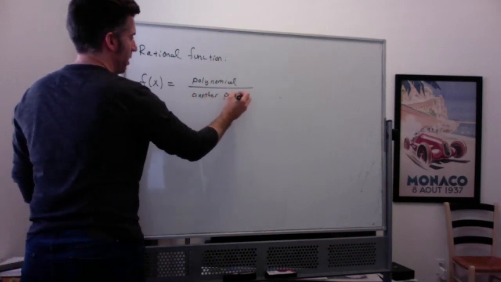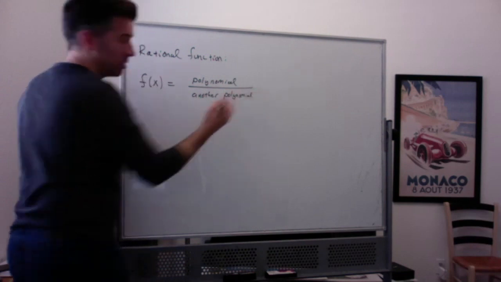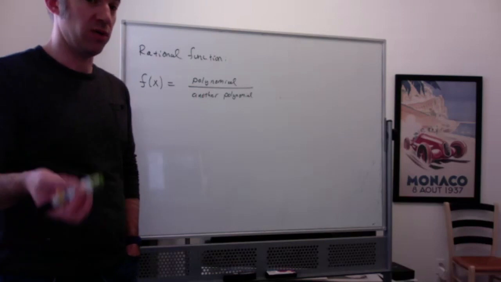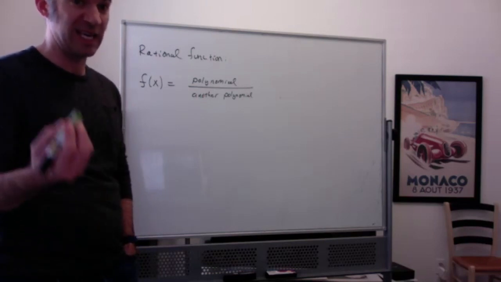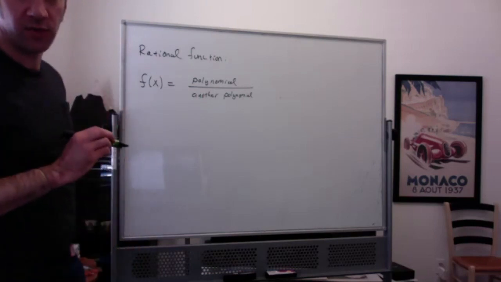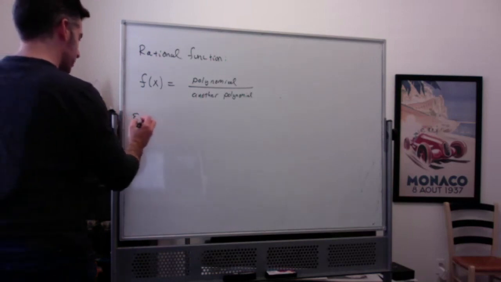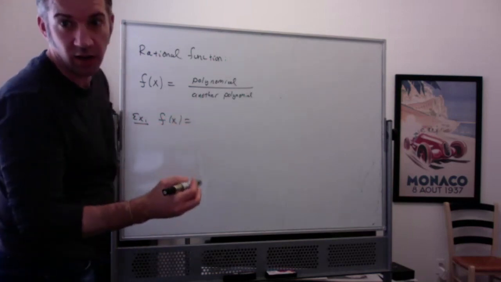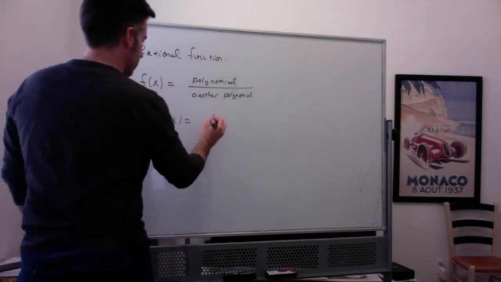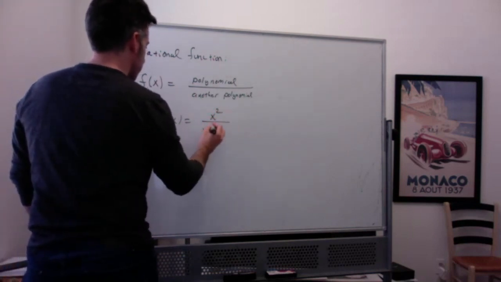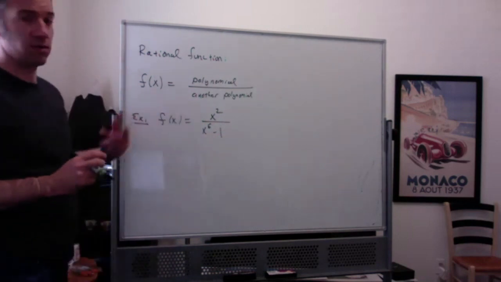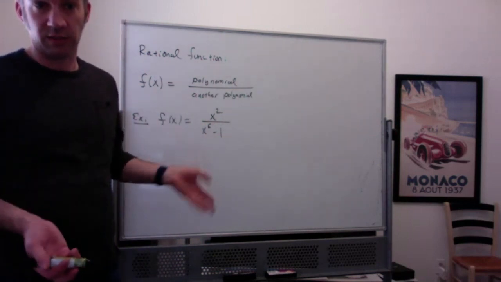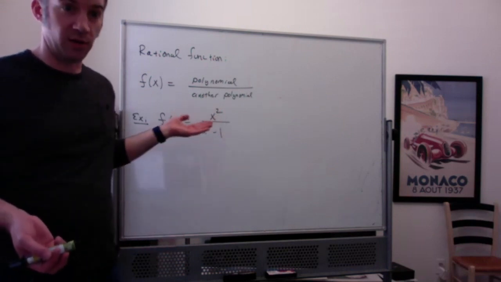The top and bottom have to both be polynomials, meaning they have to be functions of x where all the powers of x are positive integers. Here are a few examples. f of x equal to x squared over x to the 6 minus 1. The numerator is a polynomial of degree 2, the denominator is a polynomial of degree 6. It's a rational function. Top is a polynomial, bottom is a polynomial.